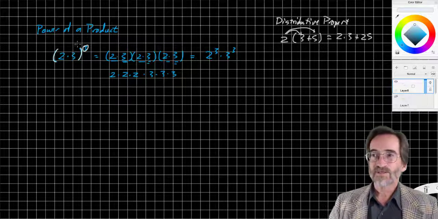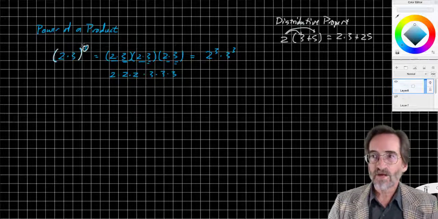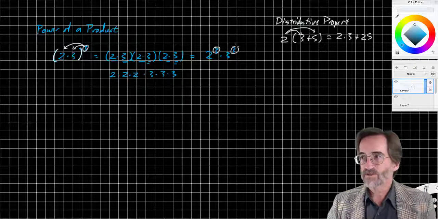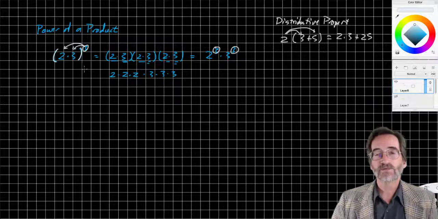Well, this is very similar. The 3 exponent goes to the 2 and the 3 both. So it goes to the 2 and the 3. It gets distributed, but it gets distributed to factors.